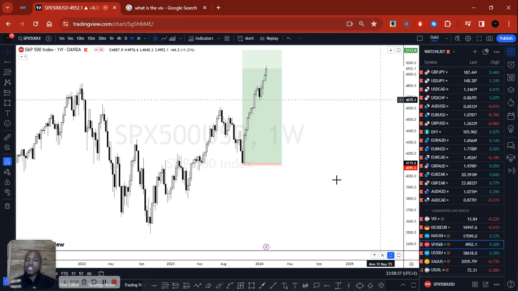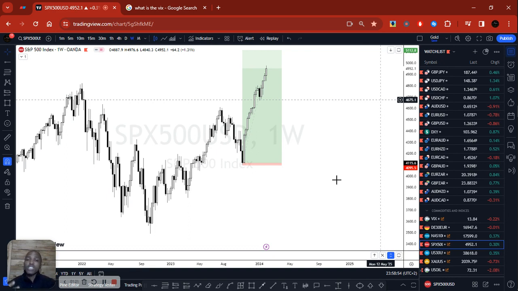And remember, indices are just what? Just a representation of a collective of businesses, or of a collection of businesses. And that is what the indices are. That is what NASDAQ is. That is what S&P 500 is. That is what the US 30 is, right? Just a representation of a collection of businesses.